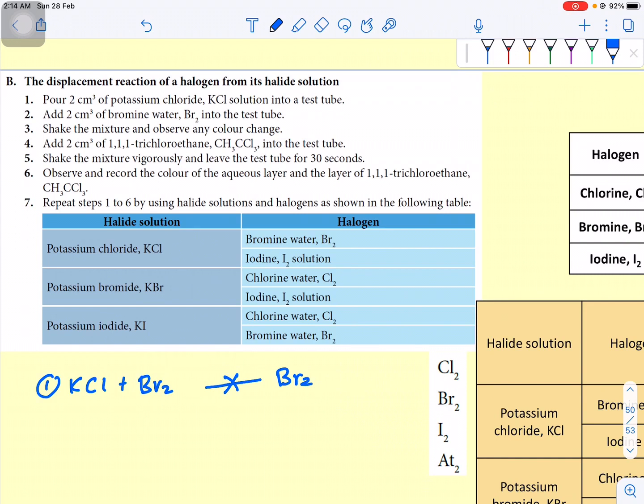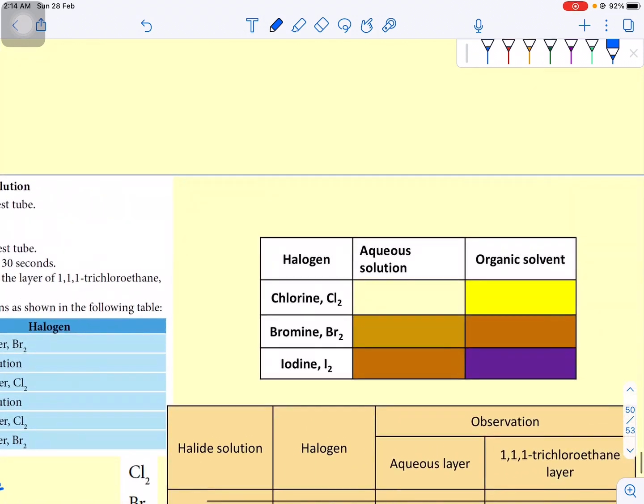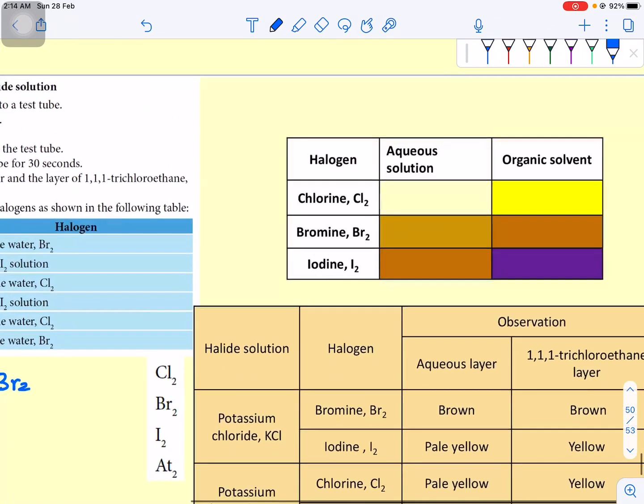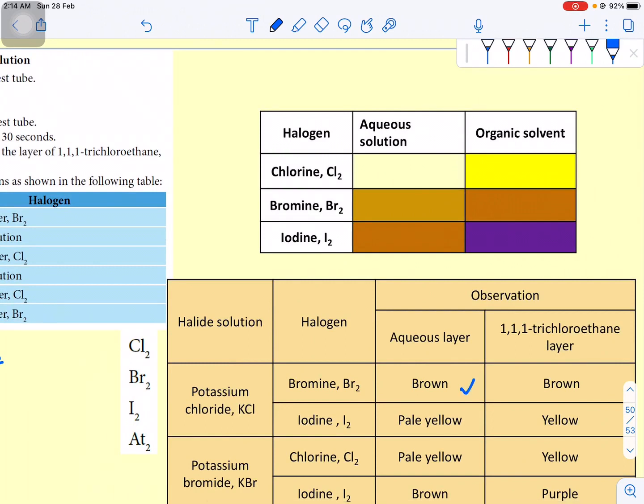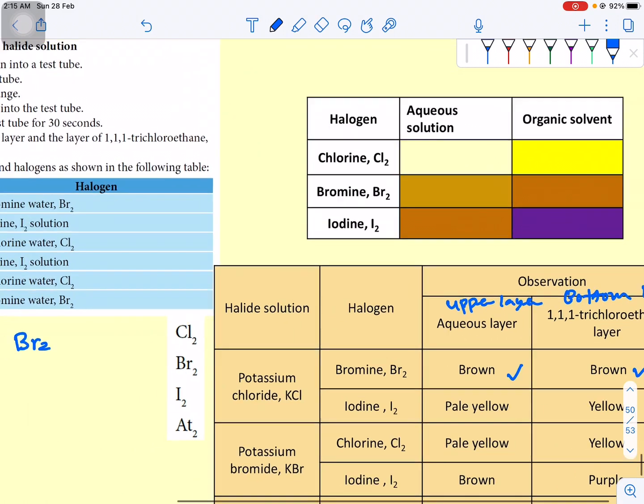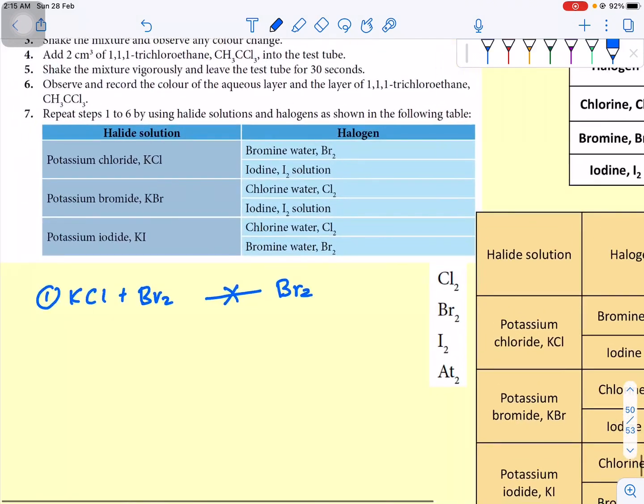Okay, so kalau bromine ada, bila kita masuk 1,1,1-trichloroethane, apakah warna yang kita akan nampak? So kalau bromine, brown and brown. So the answer is brown and brown. The upper layer is brown and the bottom layer will be also brown to show that we have bromine. Okay, so this is the confirmatory test.